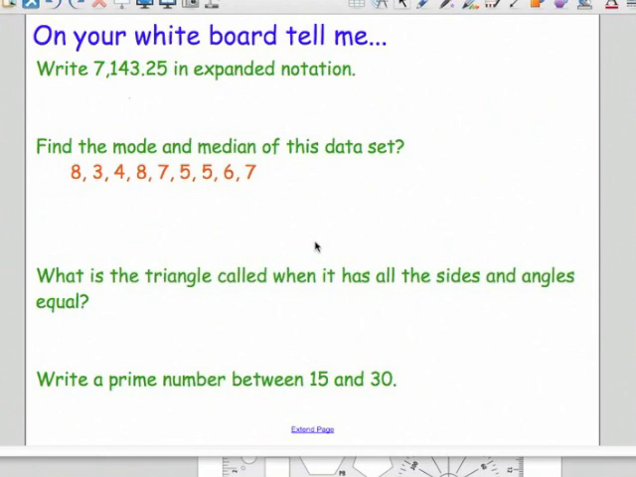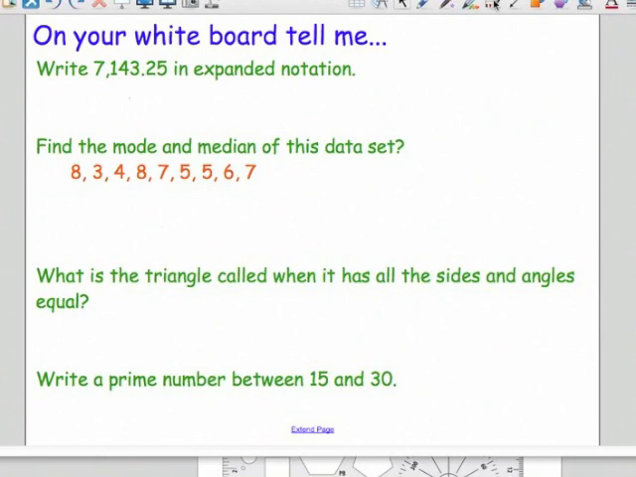So the next one says find the mode and the median of this data set. So see if you can figure out what that means. If you don't remember what mode and median are, you can look back into your iPad's camera roll for those, or of course you could always look in your SRB. Next it says, what is the triangle called when it has all the sides and angles equal? And the last one is write a prime number between 15 and 30. Go ahead and do those now and come back to me when you're finished.